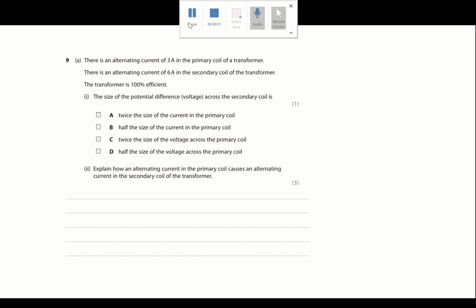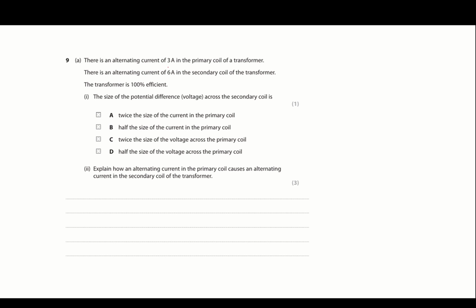Okay, question 9. This is a tough question. So I consider this to be certainly up there in terms of the most difficult of questions. So there's an alternating current of, as in the whole of question 9, 3 amps. So I'm just going to sketch myself. So it's 3 amps input into the primary, 6 amps out. So for that to take place, this has doubled.